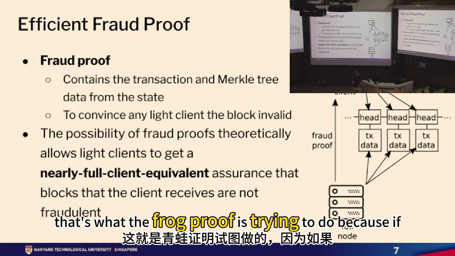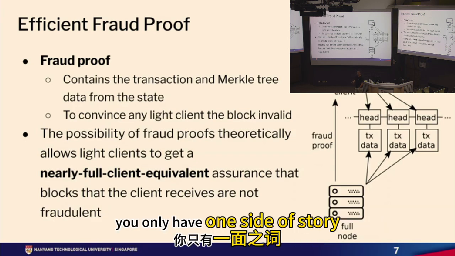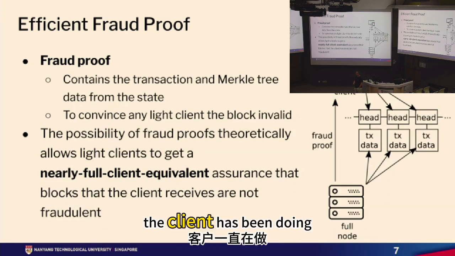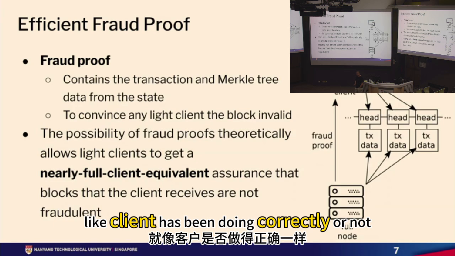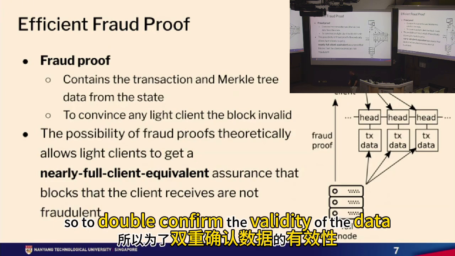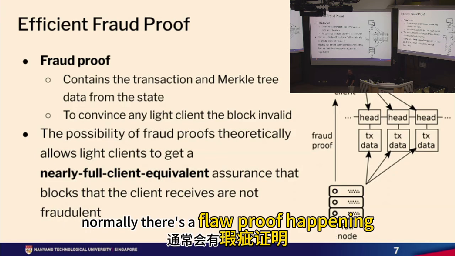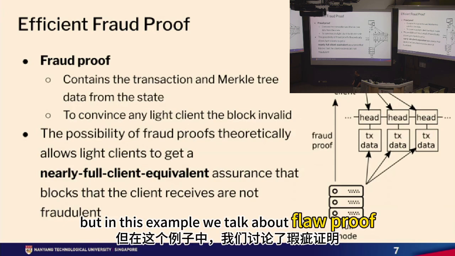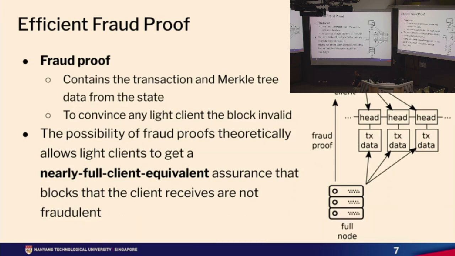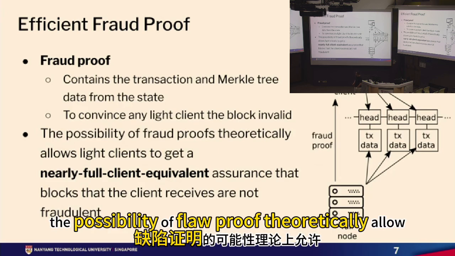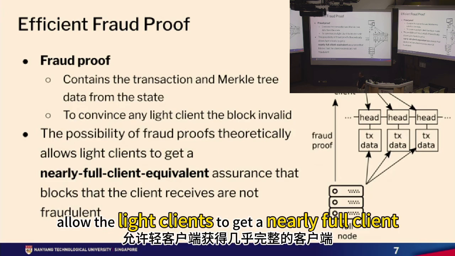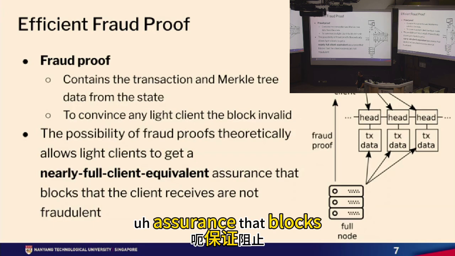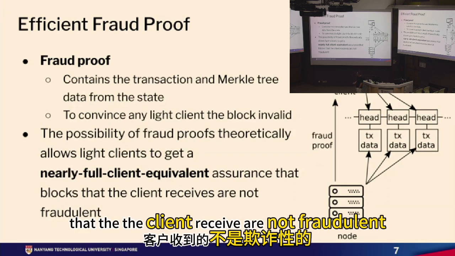That's what the fraud proof is trying to do, because if you only have one side of the story doing all this validation, you don't have a guarantee whether the light client has been doing it correctly or not. So to double confirm the validity of the data, normally there's a fraud proof happening. You can also do a ZK proof, but in this example, we talk about fraud proof. But the possibility of fraud proof theoretically allows the light clients to get a nearly full client equivalent assurance that blocks the client receives are not fraudulent.